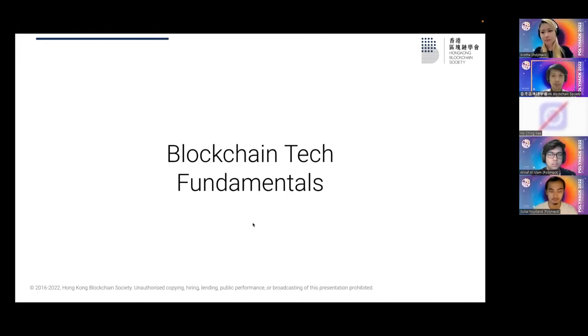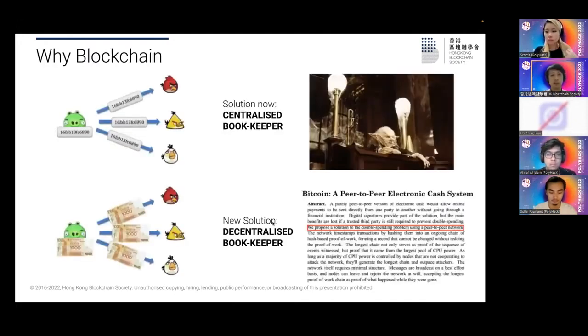So first, some blockchain fundamentals. Why blockchain? Long story short, blockchain solves the double spending problem. Even in the first Bitcoin paper from Satoshi Nakamoto, a solution to the double spending problem was proposed using a peer-to-peer network. So what the heck does that mean?